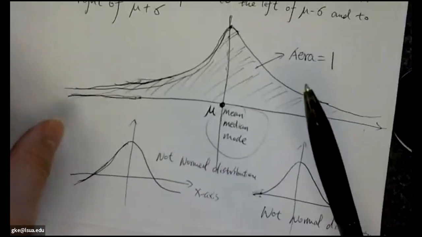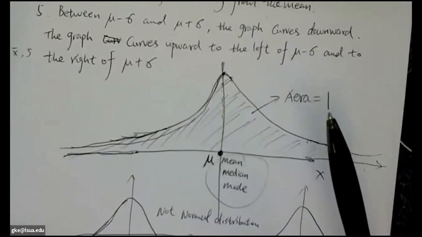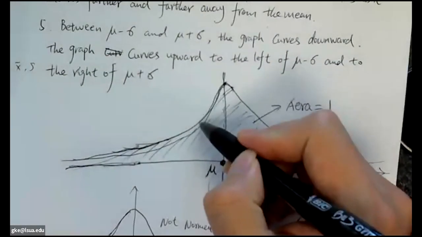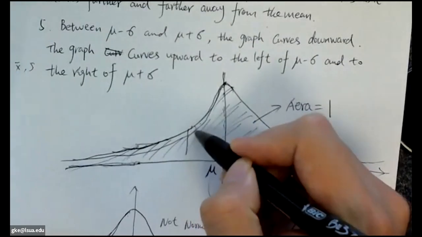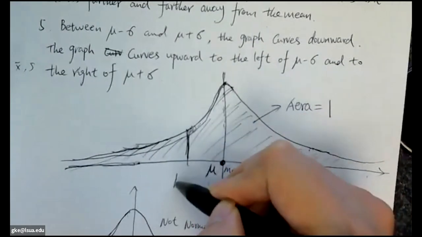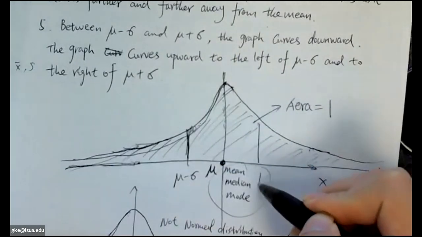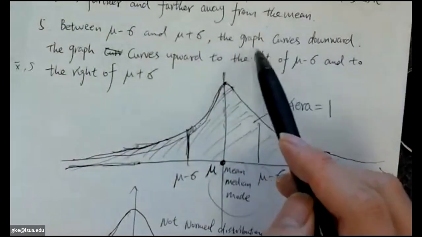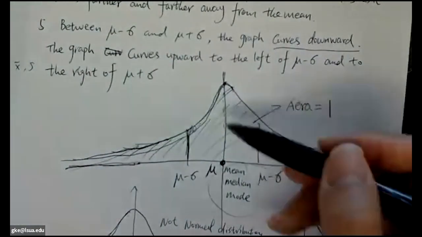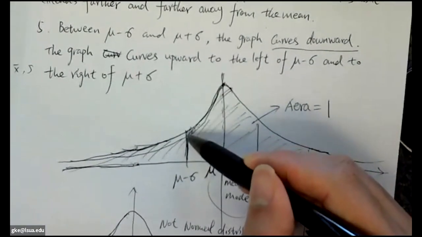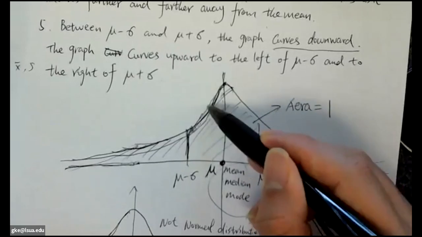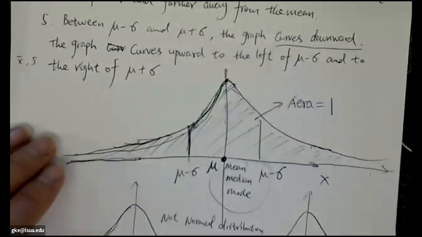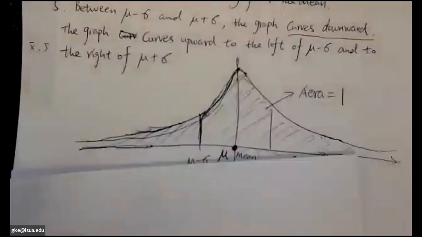Okay, so let's take a look at the last property. Between mu minus sigma, for example, here, and mu plus sigma, you can see the graph curves downward. I didn't draw the picture very well. The curve is downward. That means what? I would like to draw another picture. Okay, make sure you guys understand it.